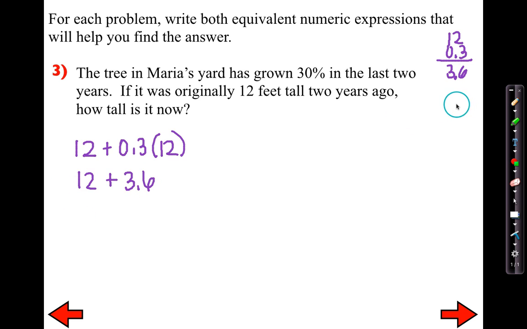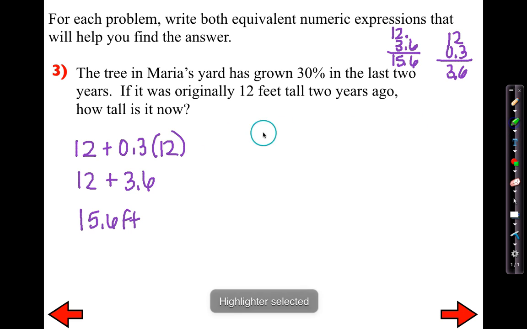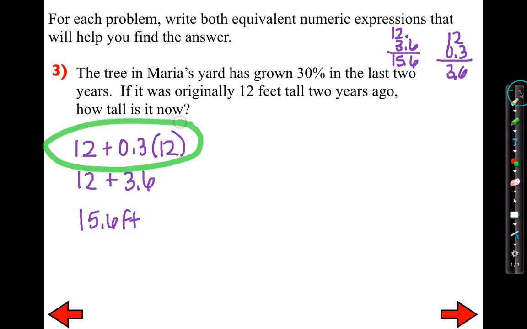So here we have 12, with the decimal belongs at the end, just like the way a period belongs at the end of a sentence, and add 3.6. Leaving me with 15.6. So how tall is the tree now? The tree is going to be 15.6 feet tall. Now that's not the only option. The other equivalent expression to this expression here would be to simply take 12 and multiply it by what?